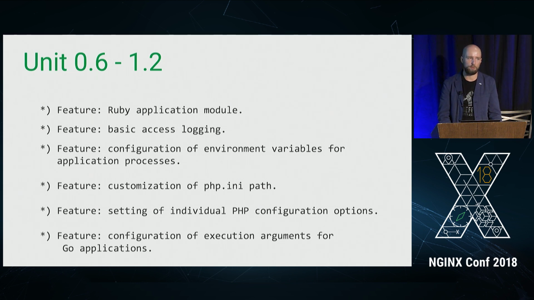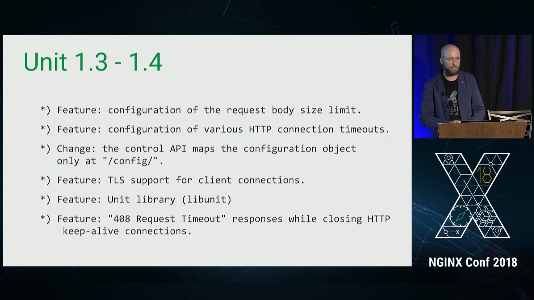The next feature here is the customization of PHP ini configuration. First, as a file path for the PHP ini file, and next for the individual PHP options. So further down, we added the execution arguments for Go applications. And in some of the latest changes with Unit, with versions 1.3, 1.4, first one that we have is the configuration of request body size, configuration of HTTP connection timeouts, and both of those are pretty standard configuration options that are required for any kind of application server.